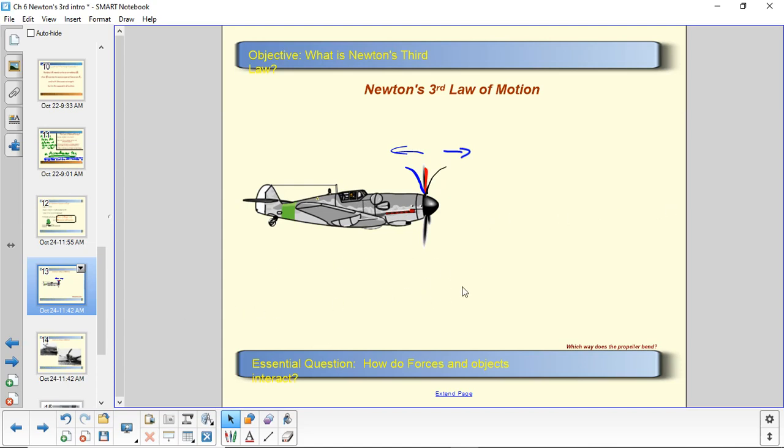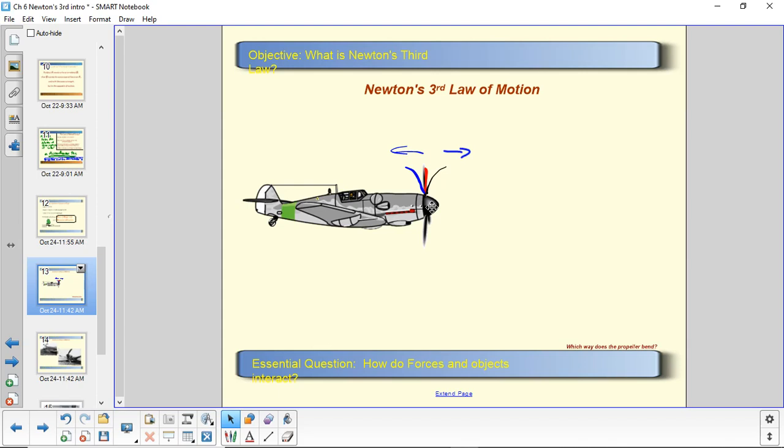So I want you to pause the video here a little bit and think about this and see if you can answer the question. Which way does the propeller bend? Does it bend forward? Does it bend backwards? Or does it not bend at all? Okay, the answer here. I'm going to talk you through this, and feel free to pause it at any time to think about it a little bit more to see if you can see where I'm going with this.